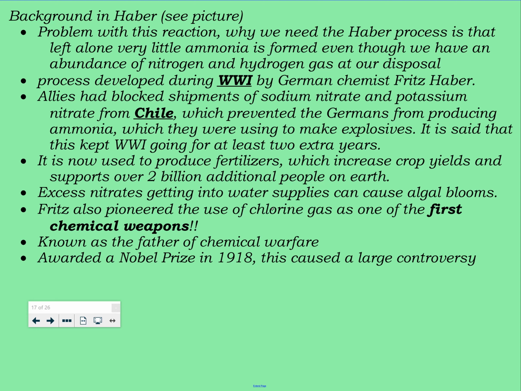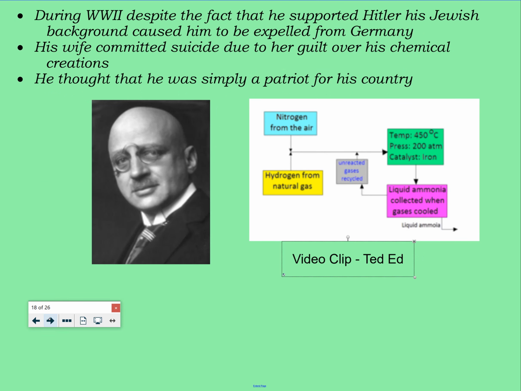Excess nitrogen gets into the water, and this causes algae blooms, which is bad. This causes the hypoxia zone in the Gulf of Mexico, which is a big dead area because there's too much fertilizer. Fritz was pioneering chlorine gas, so you'll notice that he was really good at making weapons. He was called the father of chemical warfare, and he was awarded a Nobel Prize in 1918, which caused some controversy. He was Jewish, so in World War II, even though he had come up with the process to make a whole bunch of weapons, he got booted from Germany. His wife committed suicide because of the guilt over her husband creating chemical weapons, and he just thought he was a good guy that was helping out his country.